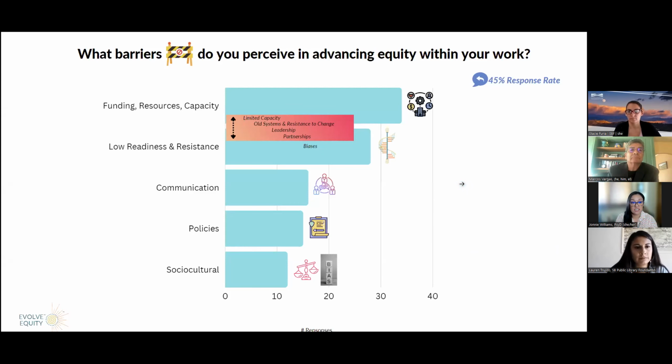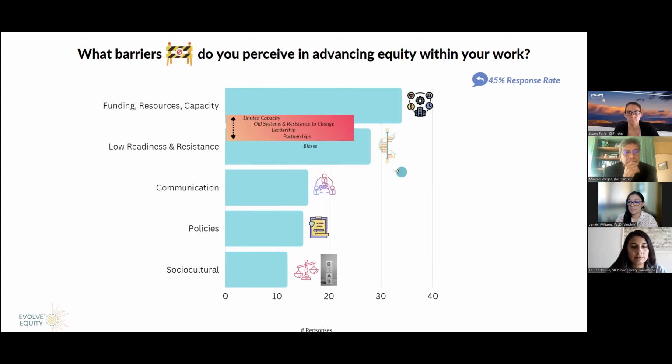So what was really interesting in my analysis was that there was significant overlap between these top two barriers. Around 73% of responses that identified funding, resources, and capacity as the main barrier also identified low readiness and resistance as a barrier. So these two barriers are linked, and therefore the solutions also have to be linked, meaning we can't address the barrier of funding, resource, capacity without also addressing low readiness and resistance within our organization.